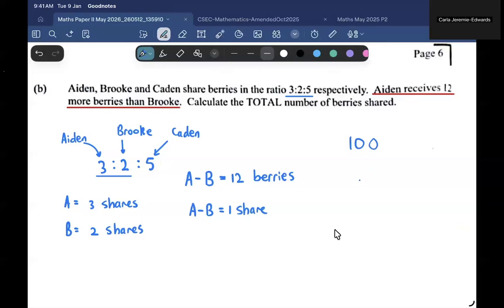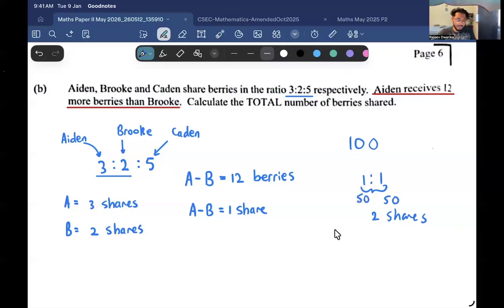Yes, sir. And I shared it. I share the money in a 1-to-1 ratio. What that means is I share the money in 2 shares altogether. And if I have $100 altogether and I'm sharing it amongst 2 people, what do you think each person would get then? So 50. This 1-to-1 ratio means that I'm splitting the money evenly amongst 2 people.